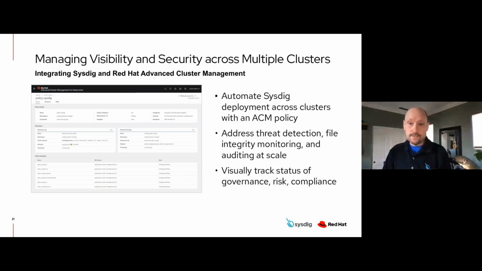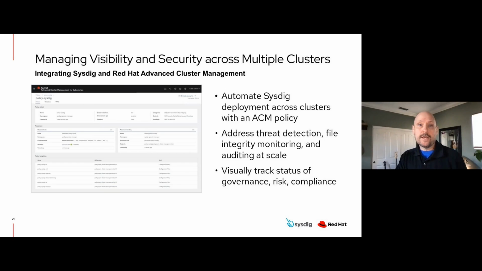And that will help you address threat detection, monitoring of files, and any kind of auditing you need to do at scale. Then you can also visually see whether you are in compliance and protected in your clusters, along with all the rest of what ACM can provide, but also a Sysdig status, so that when a new cluster comes on board, you can see whether we rolled out the right tooling there or not. So there are a number of ways that we are trying to work together with Red Hat to make sure that you again have the level of control and visibility that you need.